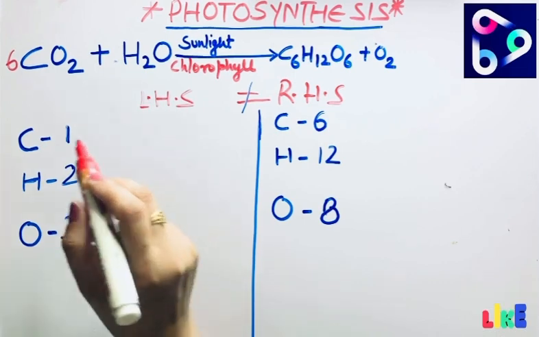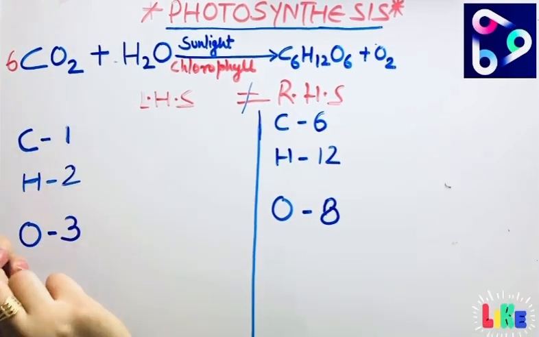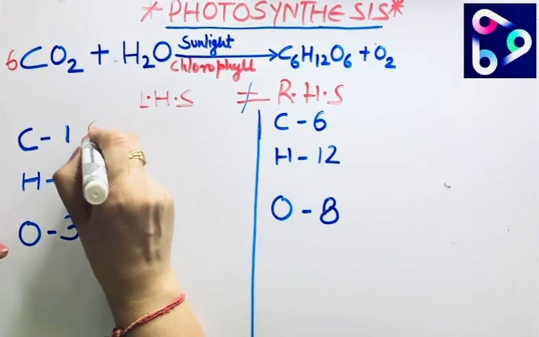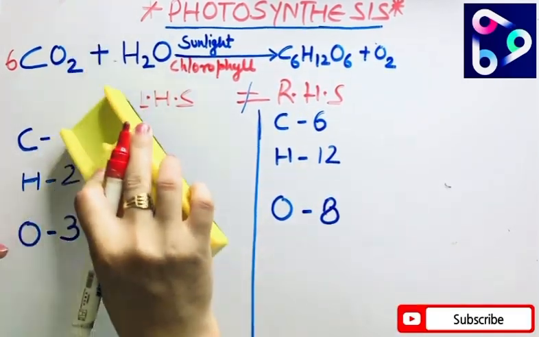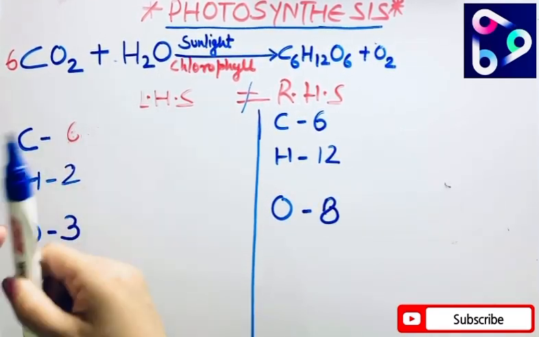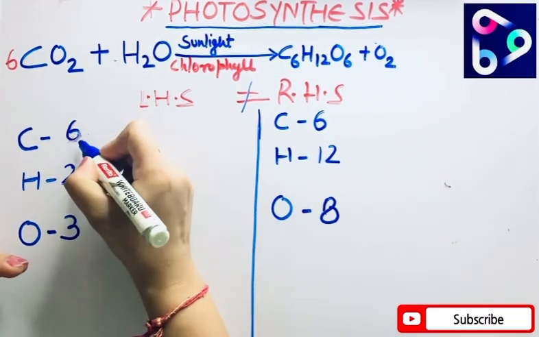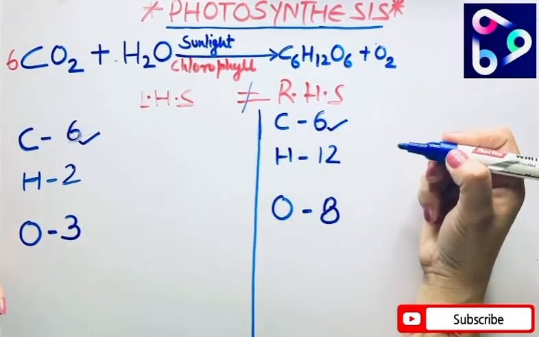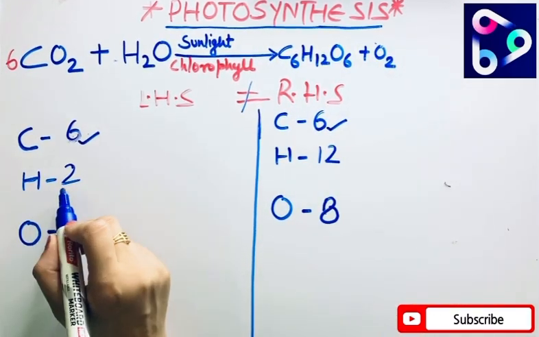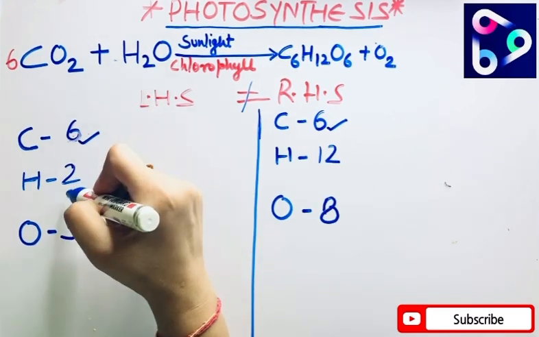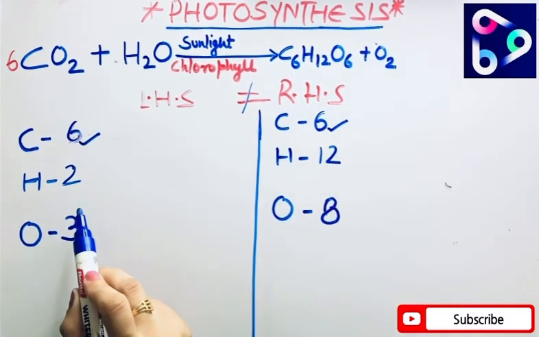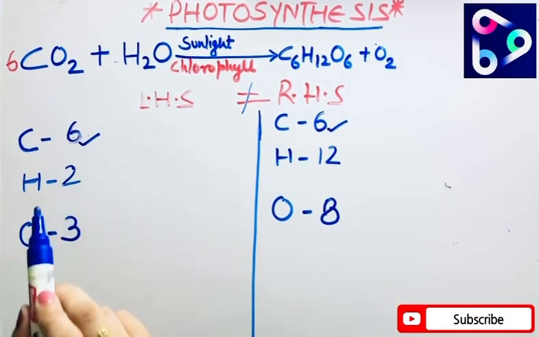So here also I got 6. I'll cancel this one to avoid any confusion. Here I have 6, here also 6, here also 6. So we succeed, our carbon is balanced. Now it's the turn of hydrogen. Here it is 2 and here it is 12. Oh my god, there are too many. So we want to make it 12. What can we do to make this 2 into 12?